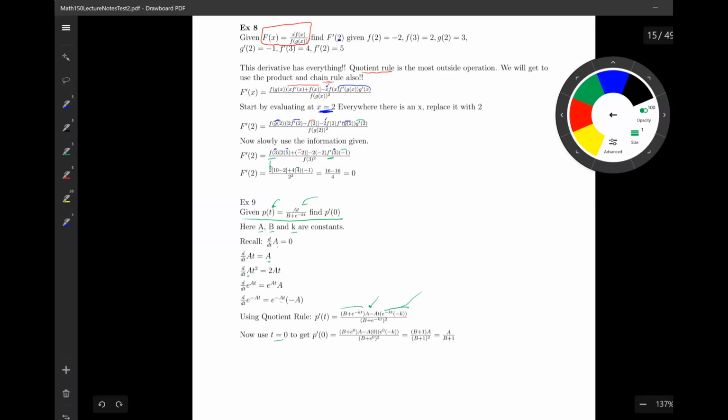So now I'm going to put t equals 0 everywhere. So t equals 0 gives me e to the 0. This t is 0. Oh, so that's going to make this whole term go away, and then I have e to the 0 down here as well. So I get b plus 1 times a over b plus 1 squared. So that simplifies to this.